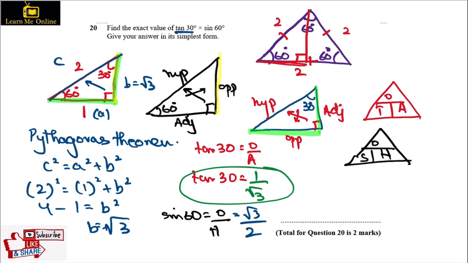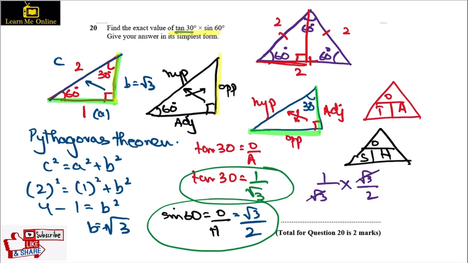Now we know what tan 30 and sine 60 are. Going back to the original question, it says to multiply them together and write them down in the simplest form. So here we are multiplying them and writing it in the simplest form. So 1 over √3 times √3 over 2. The top and the bottom numbers are the same. They cancel each other and you'll just get a half. So it means the multiplication of tan 30 with sine 60 is equal to half.